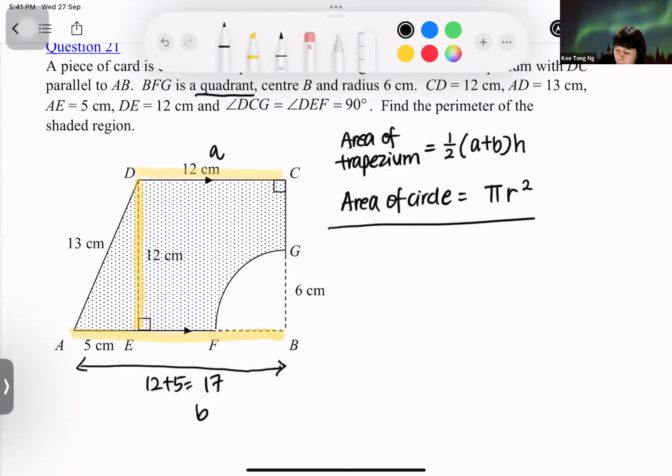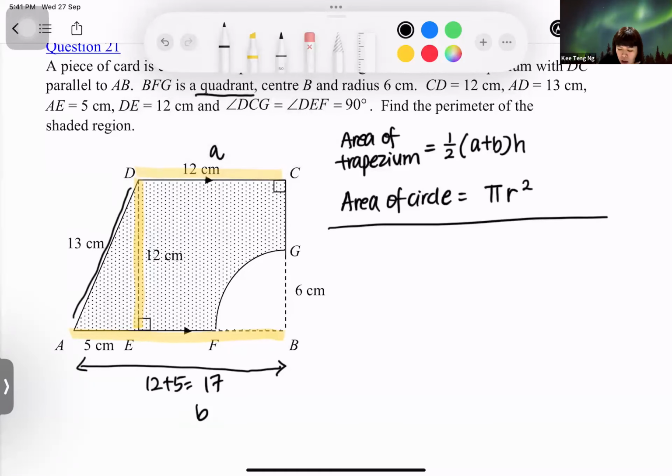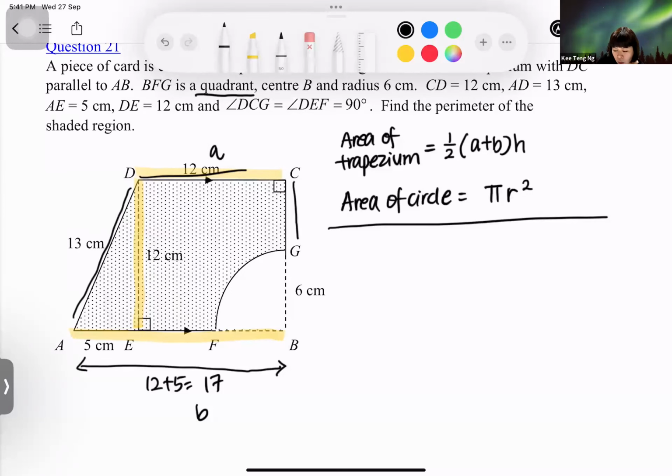Okay, then this one is for area. So now what happens if they ask me for perimeter? Perimeter means I need to add up all the different sides, right? Do I add GB? No. This portion? No need. So I must erase this portion. So I need to add this. Then I must add what? This curve. Yes, this curve is one part of the circumference.